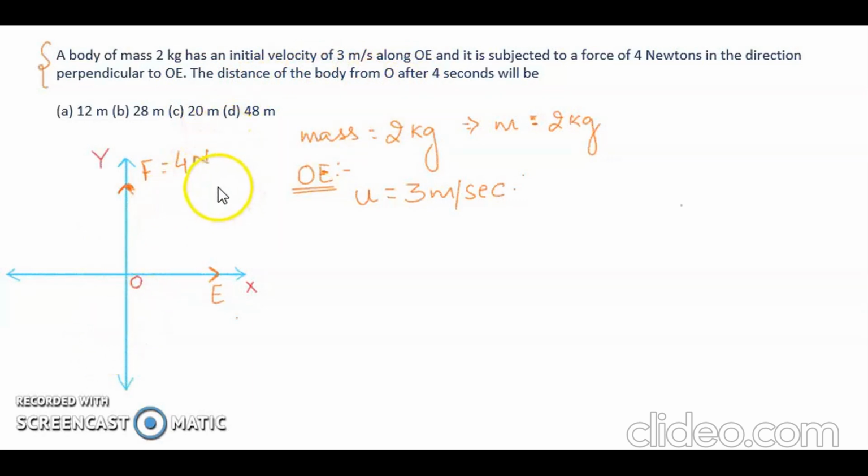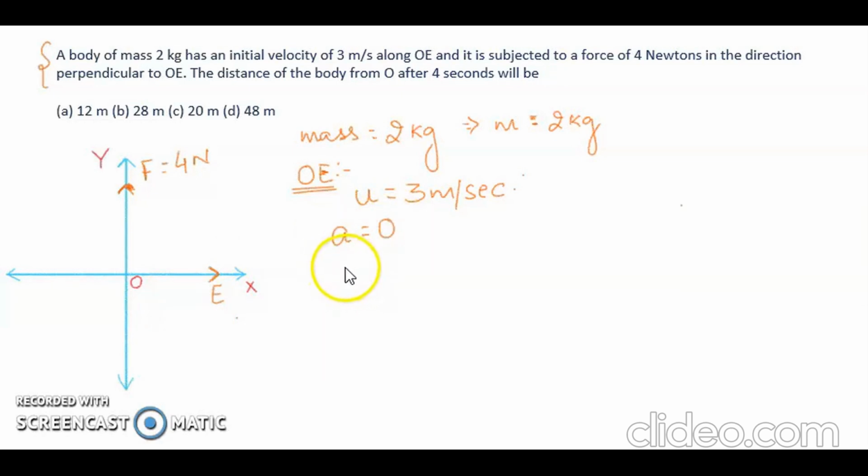Now see, in this numerical we have to solve part wise. Part wise means first of all we'll solve for OE, then we'll solve for OF, and then we'll take the resultant. Let's see how we proceed. In the initial part I have taken OE as my solution part, so u is equal to 3 meter per second. In the direction of OE we don't have any force, so acceleration will be 0 because no force is there. And then we have to find out the distance.